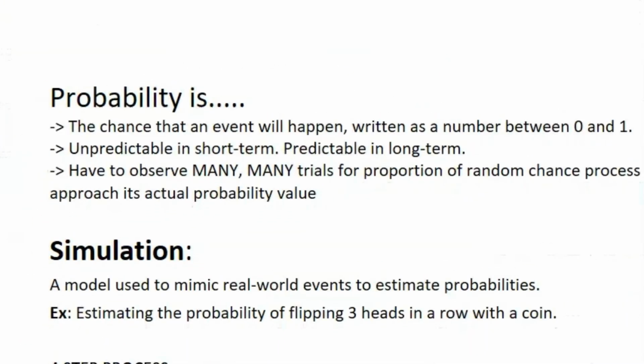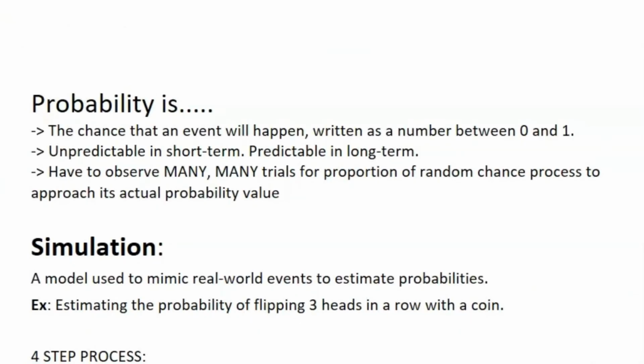So what is probability? Well, it's the chance that something happens, and it's written as 0 to 1. So if it's 0, it's impossible. 1 means 100% chance of happening. It's unpredictable in the short term and predictable in the long term because you have to observe many, many trials of the same random chance process before it actually starts to approach its actual probability value.